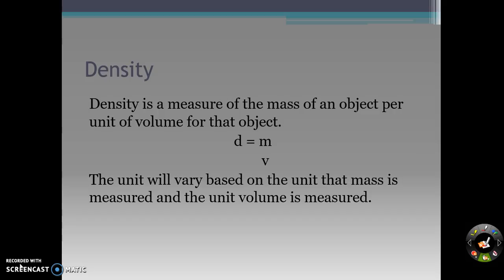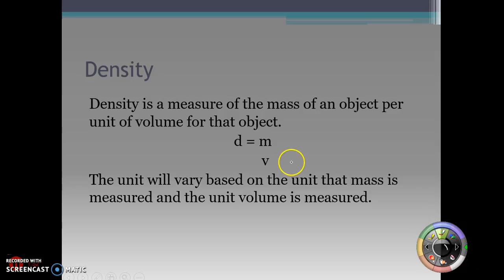And density is the measure of the mass of an object per unit of volume for that object. So density is equal to mass over volume. And there should be a division line here. So it's mass divided by volume. And the unit's going to vary based on the unit that your mass is measured in and the unit that your volume is measured in. So density is going to be a derived unit. It's going to have two different base units in its one unit.